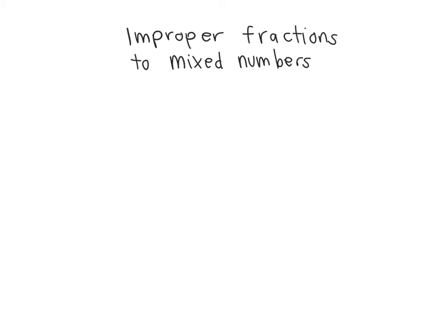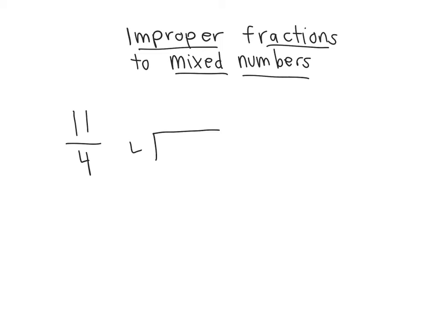All right, so now we're going to work the other way around. We're going to go from improper fractions to mixed numbers. So again, an improper fraction is when the numerator is bigger than the denominator. To do that, we're going to divide. So we're going to do 11 divided by 4. So 4 goes into 11 twice. 2 times 4 is 8, and we have 3. And the remainder is 3.